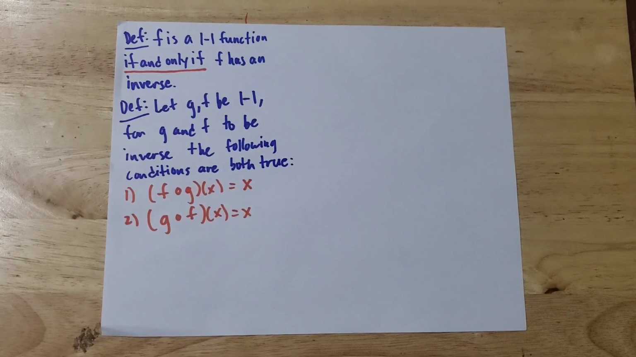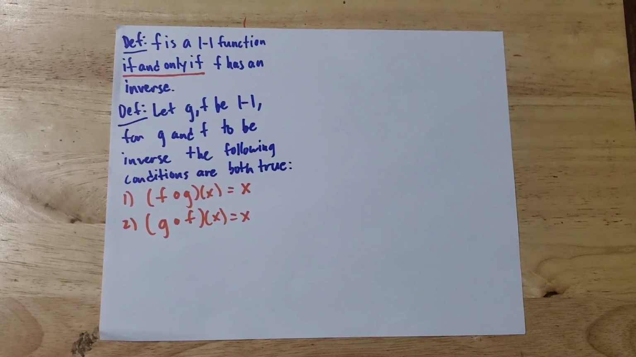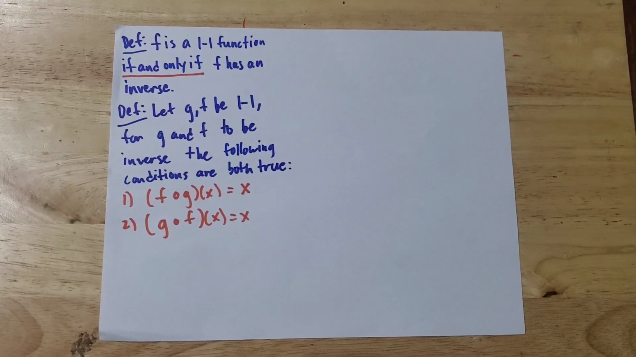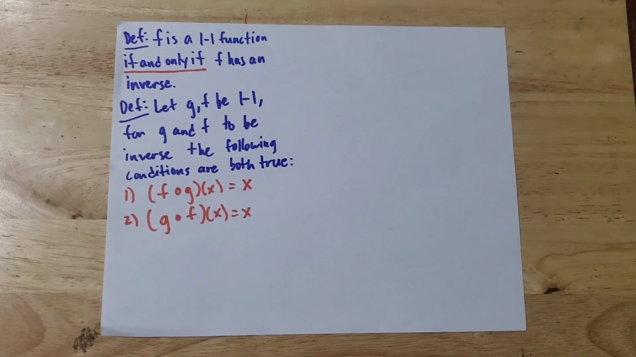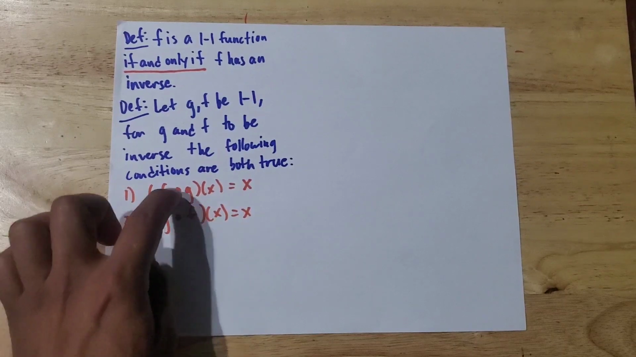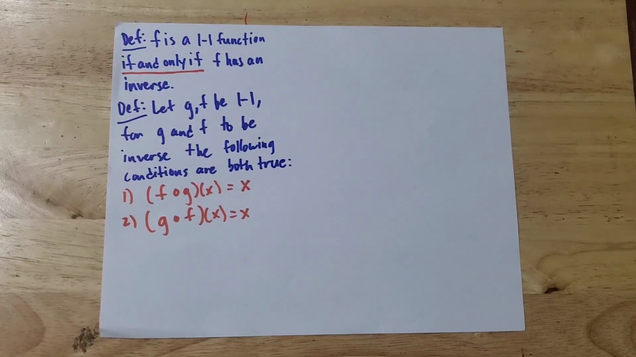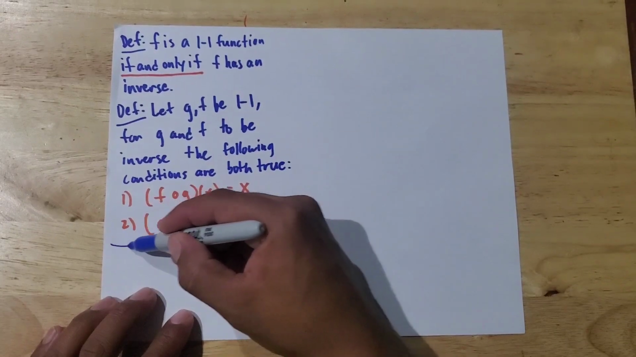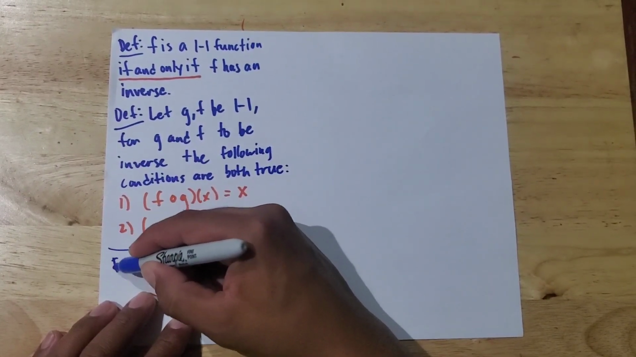Again, if it's a one-to-one function, we know it has an inverse. But when we get into actually trying to find the inverses, this is how you can verify if you did it correctly. Because if you compose them in both directions and they don't simplify to x, that means they're not inverses of each other. That doesn't mean they don't have an inverse. They're just not inverses of each other. So here, let's do a couple examples to verify inverses.